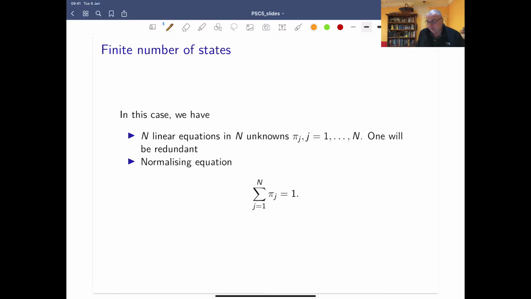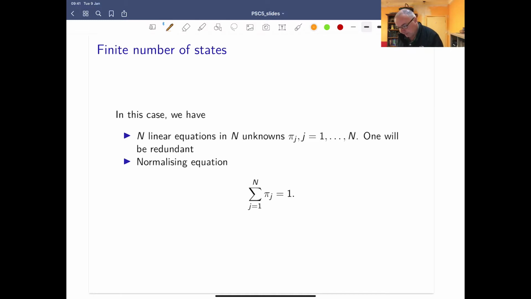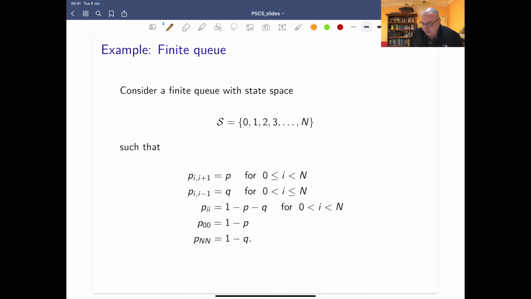Because of the nature of these, one will always be redundant, so we don't quite have enough equations. But we have what we call the normalizing equation. We know that the probability of all these states sums to 1, so we can use that. I'm going to show how you do this by looking at a finite queue.